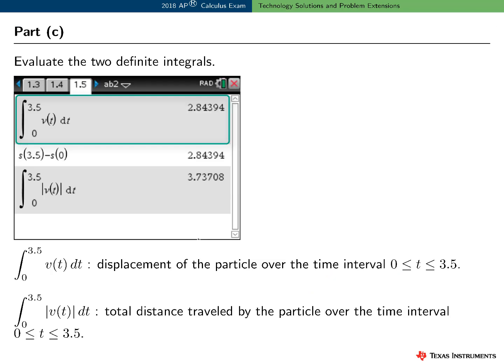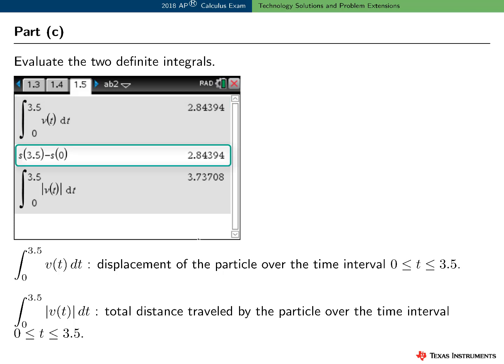In part C, to begin, all we have to do is evaluate the two definite integrals. And that's pretty easy using technology. The value of the first integral is 2.844. And this is the change in position of the particle, or displacement.